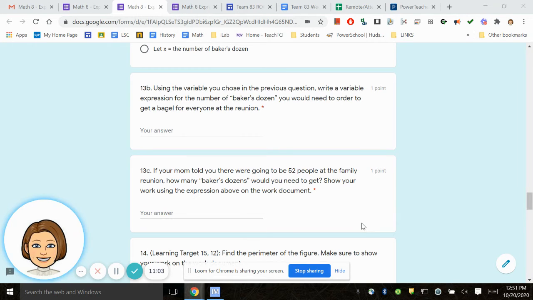Number 13, if your mom told you there were going to be 52 people at the family reunion, how many baker's dozens would you need to get? Show your work on the work document using the expression above. You do not need to have a wrap-up sentence, but you do probably need to have a label.